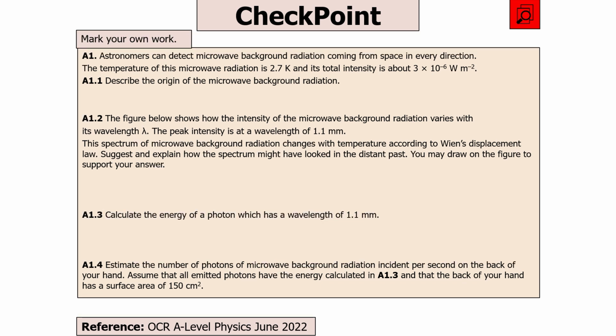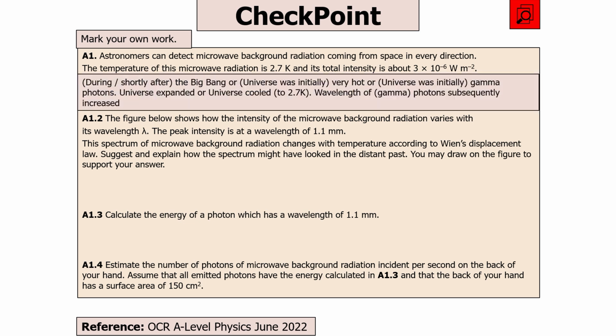Right, so the origin of the microwave background radiation is that after the Big Bang, the universe was very hot, and the energy, the radiation, and the matter was coupled. Then the universe expanded and cooled. This decoupled matter and energy. Therefore, the wavelength of the gamma photons was subsequently increased, and therefore it was released.